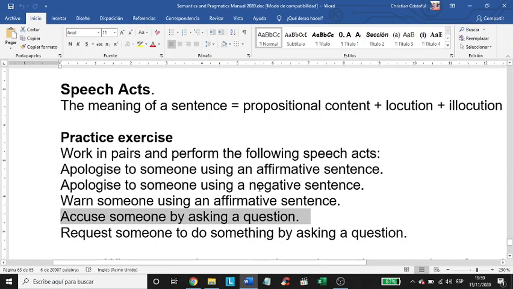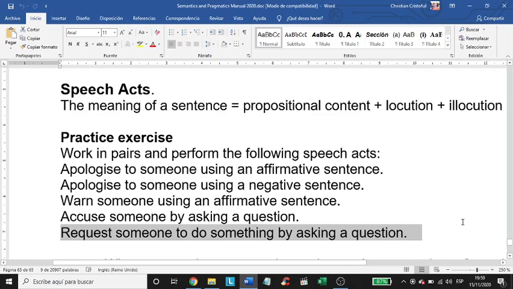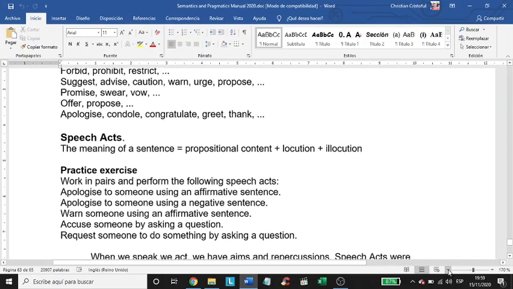Accuse someone by asking a question. Did you take my wallet? Request someone to do something by asking a question. Could you please hand me that? Would you tell me where it is? Okay, very good. So these are speech acts.